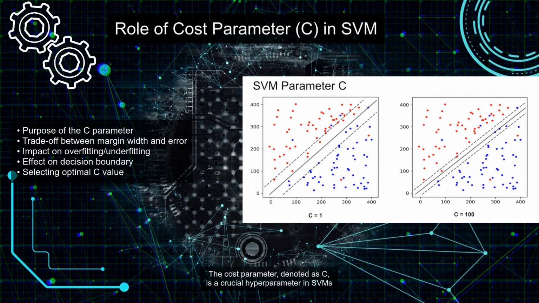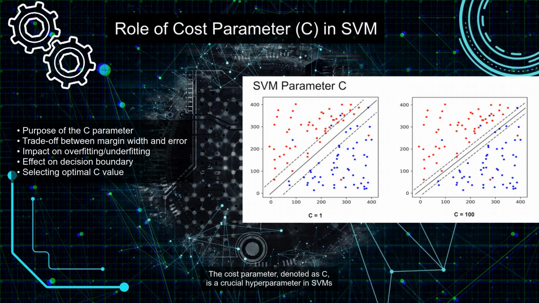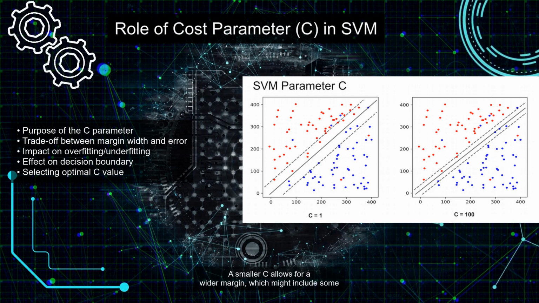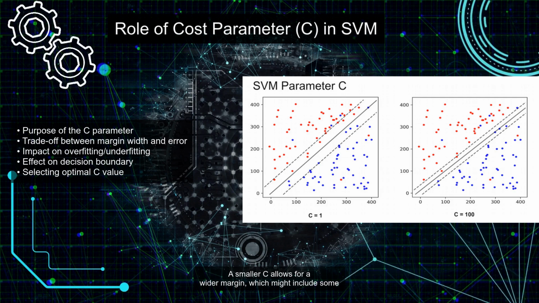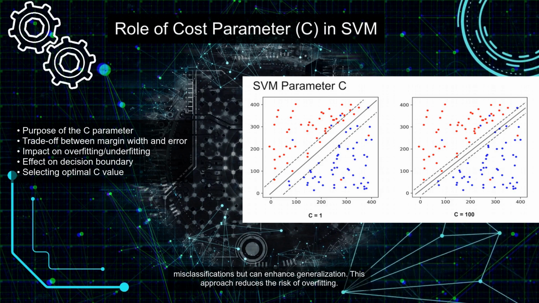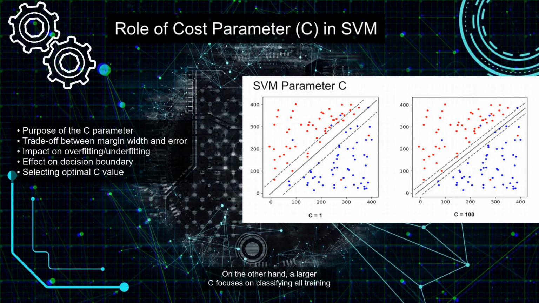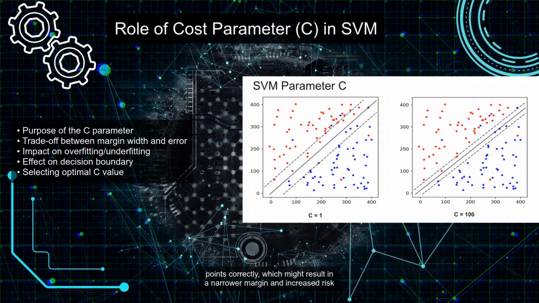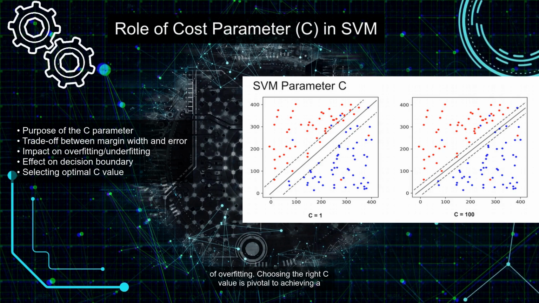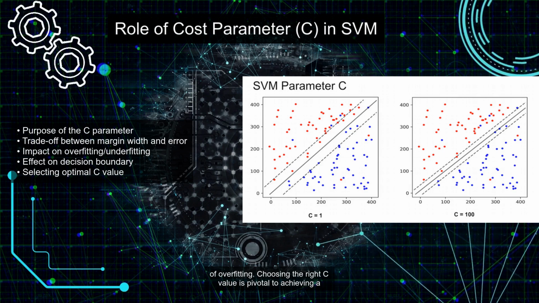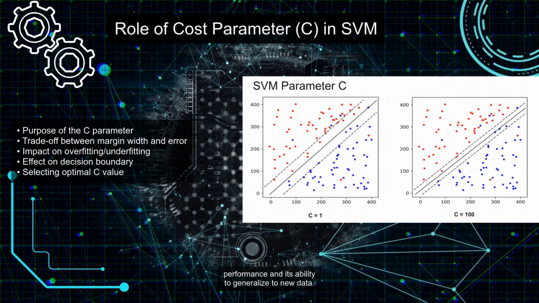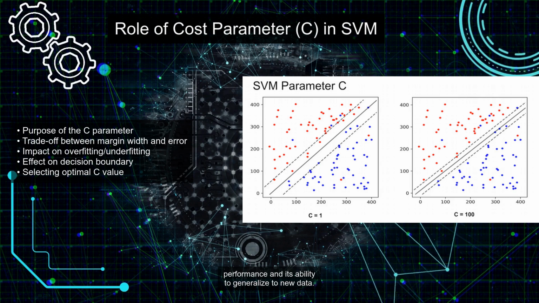The cost parameter, denoted as C, is a crucial hyperparameter in SVMs that determines the trade-off between maximizing margin width and minimizing classification error. A smaller C allows for a wider margin, which might include some misclassifications but can enhance generalization. This approach reduces the risk of overfitting. On the other hand, a larger C focuses on classifying all training points correctly, which might result in a narrower margin and increased risk of overfitting. Choosing the right C value is pivotal to achieving a balance between model complexity and accuracy. This decision significantly influences the model's performance and its ability to generalize to new data.